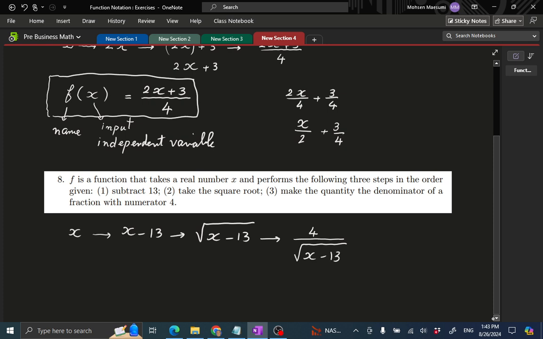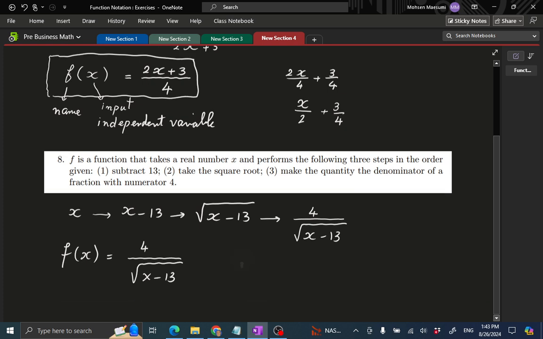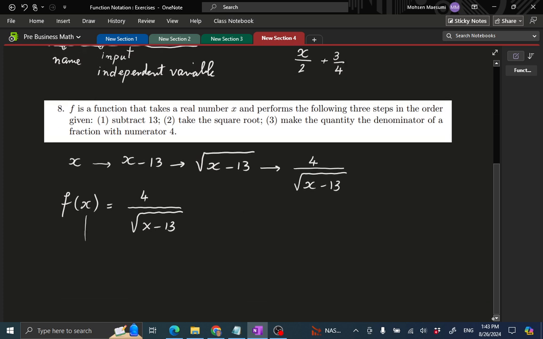Here are our steps. Again, our function is just called f. Our input is called x. Our output is this one, and this one is just the name of the function.